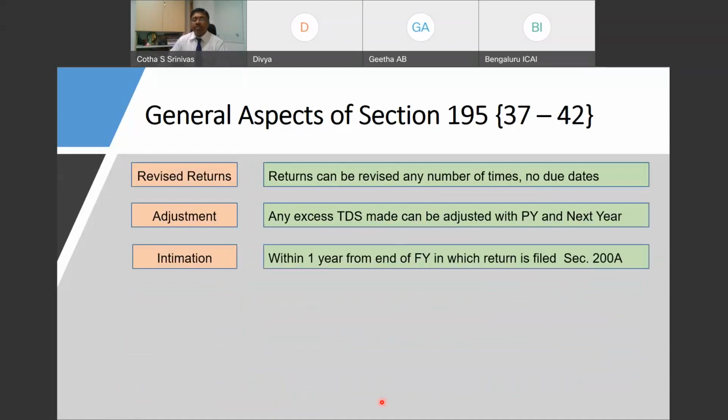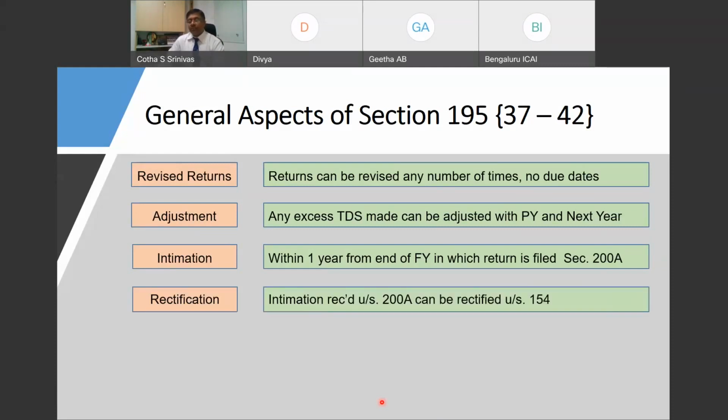Intimation. So we know that section 143(1), which gives us intimation, is summary assessment. Similarly, whenever you file TDS returns within 1 year from the end of the financial year, you will get intimation under section 200A. When you get an intimation under section 200A, if there is some mistake or if you feel that it is not correct, you can go for rectification of that particular intimation under section 154.